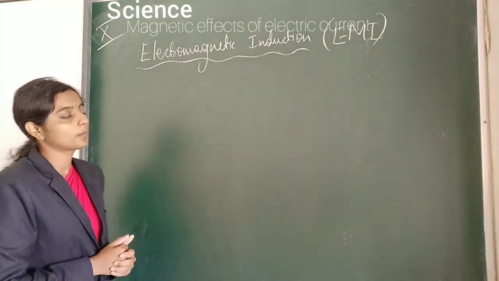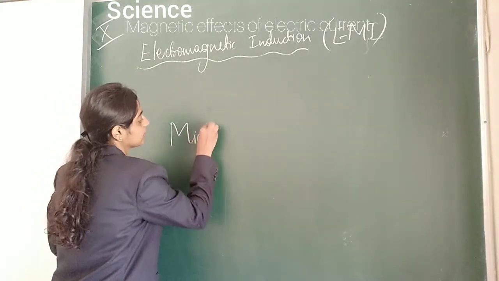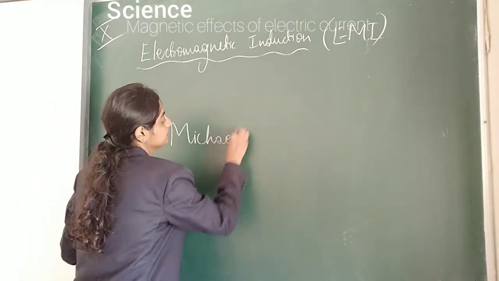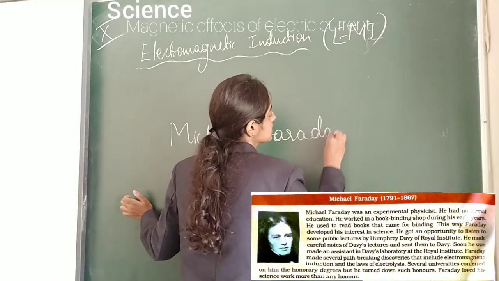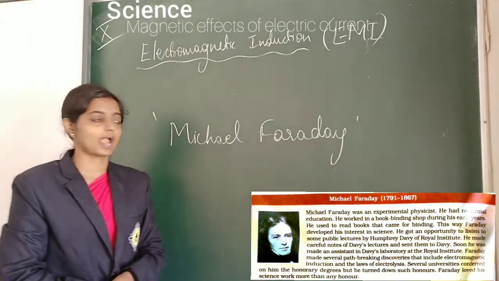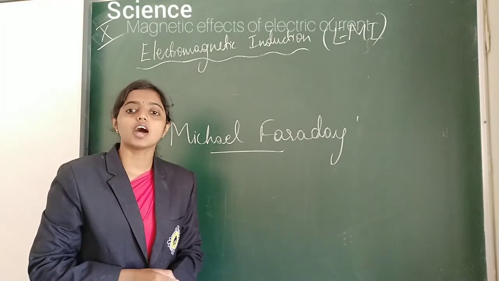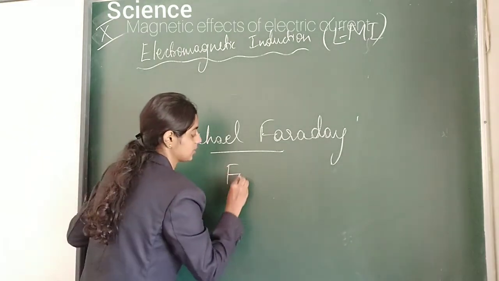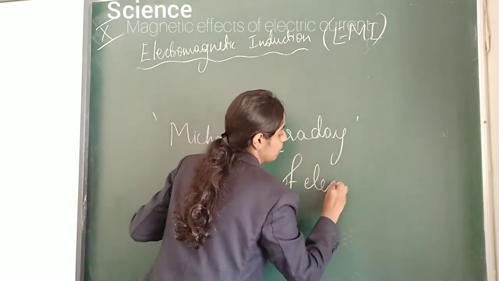So here, electromagnetic induction. We already know that Michael Faraday is the person who discovered this theory, electromagnetic induction, and he is also known as the father of electromagnetism.